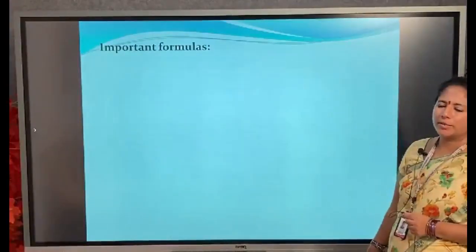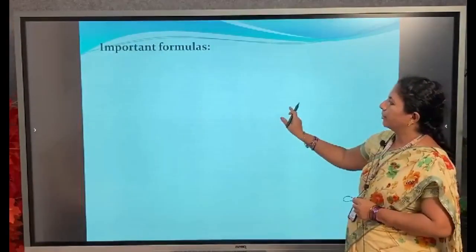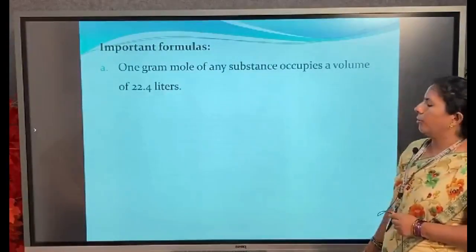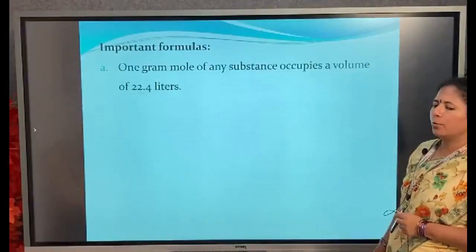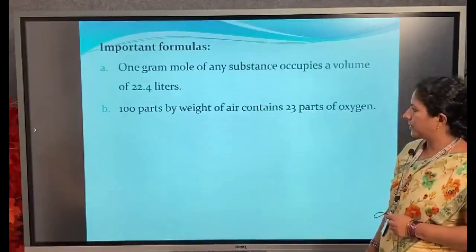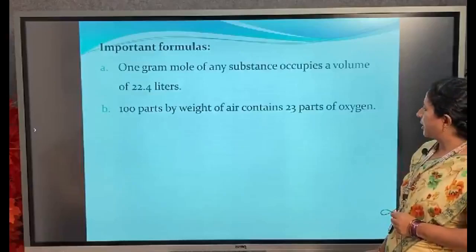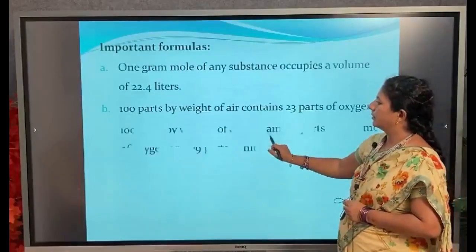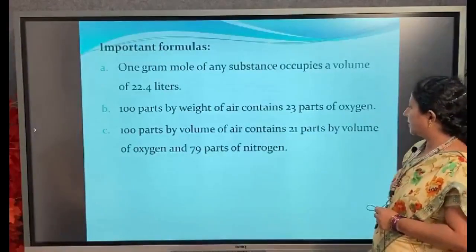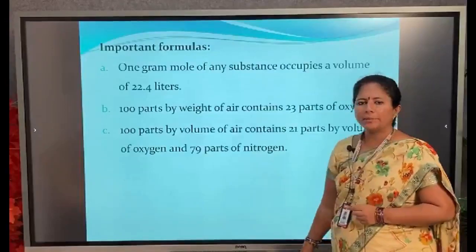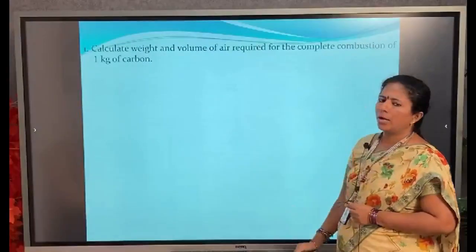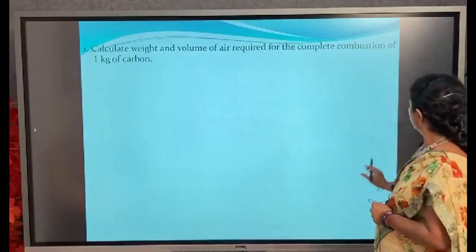Next, important formulas that we have to remember while doing problems on combustion. 1 gram mole of any substance occupies a volume of 22.4 liters. 100 parts by weight of air contains 23 parts of oxygen. 100 parts by volume of air contains 21 parts by volume of oxygen and 79 parts of nitrogen. Now we will practice problems on combustion.